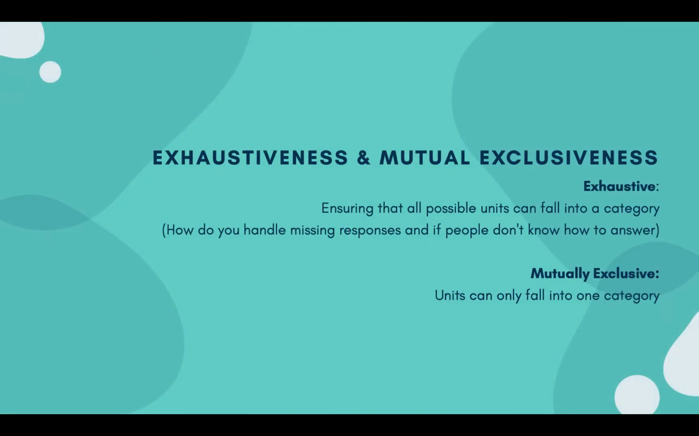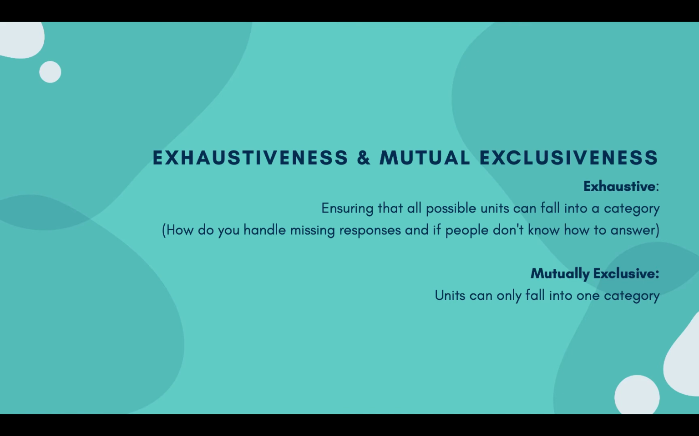Exhaustiveness and mutual exclusivity. These are important characteristics to take into account when you're dealing with quantitative data or collecting quantitative data. Exhaustiveness just means that we're ensuring that all possible units can fall into a category. So we want to be able to handle missing responses. We want to provide the ability for everyone to identify as one category.